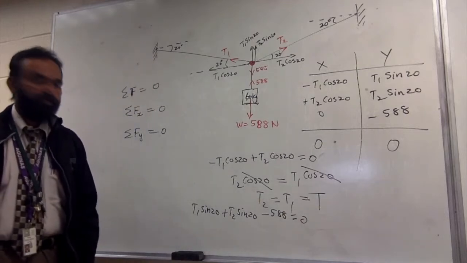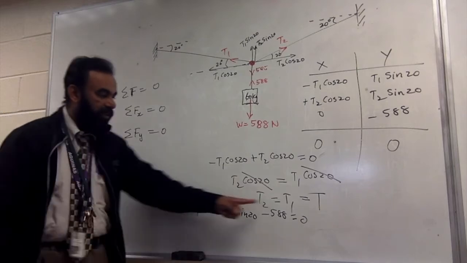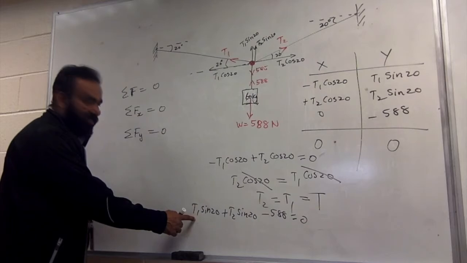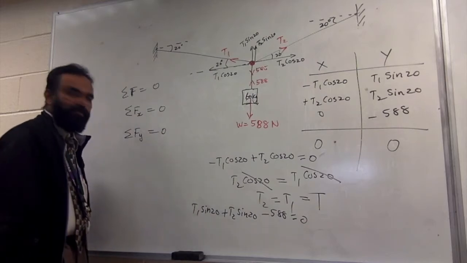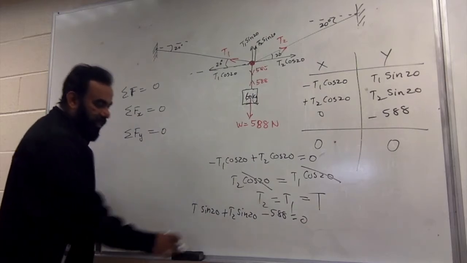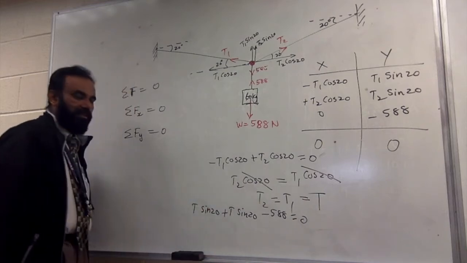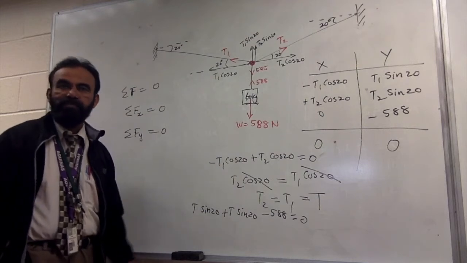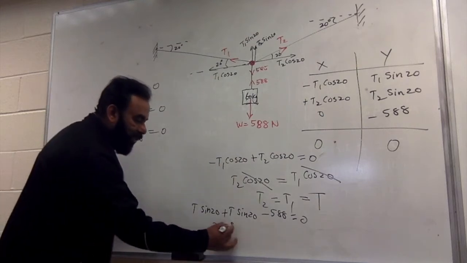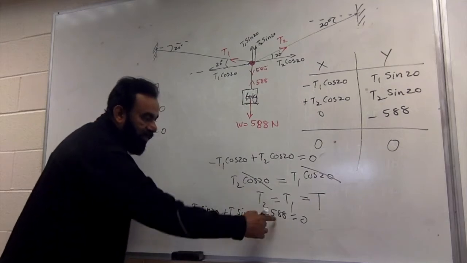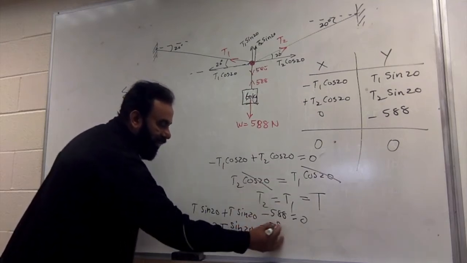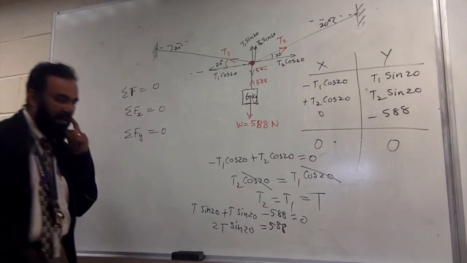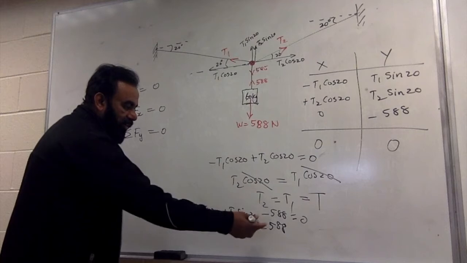Got it? Now, since we already proved that T2 and T1 are the same, which is T, I'm going to remove the T1 and T2 and just put T. So T sine 20 and T sine 20 minus 588 equal to 0. What does that simplify to? 2T sine 20, and then move this one that side, so it's 588. Can you find T then? Or I can divide both sides by 2, and you can see how much it is.